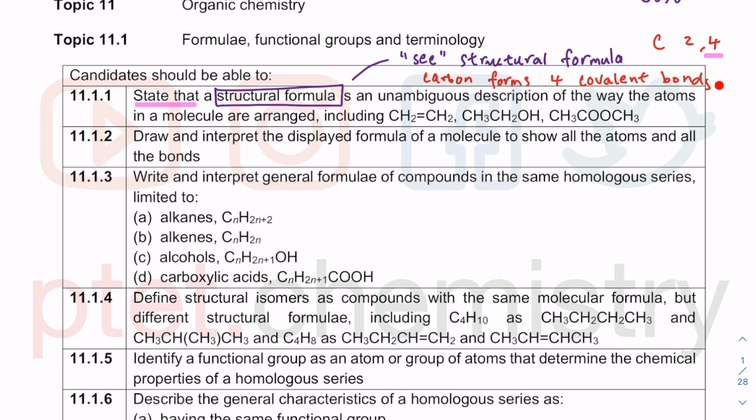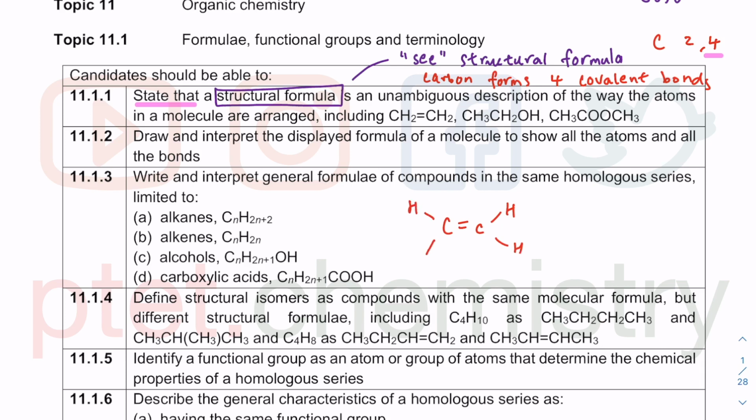If your carbon is forming less than 4 or more than 4, that means your structure is wrong already. And then this is unambiguous, meaning no doubt at all. Unambiguous means you leave no place for people to doubt you because you can see the structure. These atoms are arranged CH2, CH2, there is a double bond there to indicate that this is a carbon-carbon double bond. So each carbon already forms 2 covalent bonds, one more to hydrogen, one more to hydrogen. Carbon forms 4 covalent bonds, such as this one I'm talking about here.